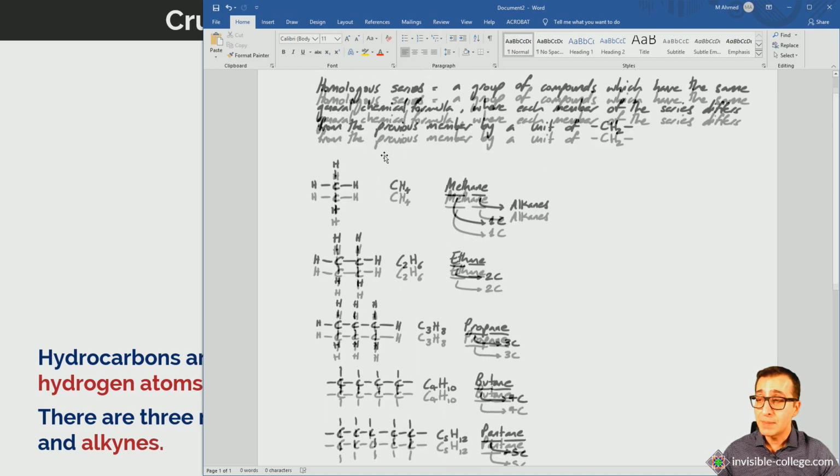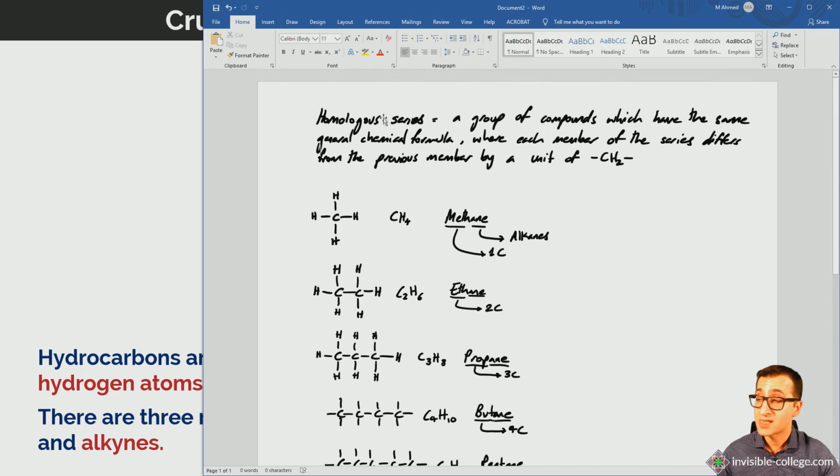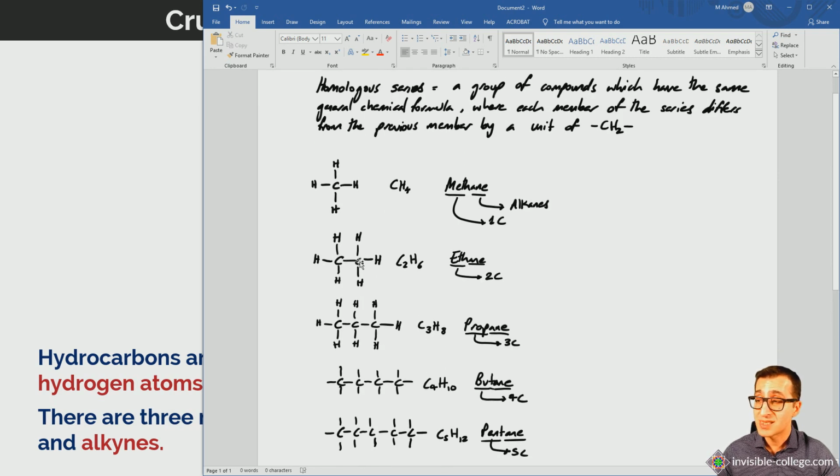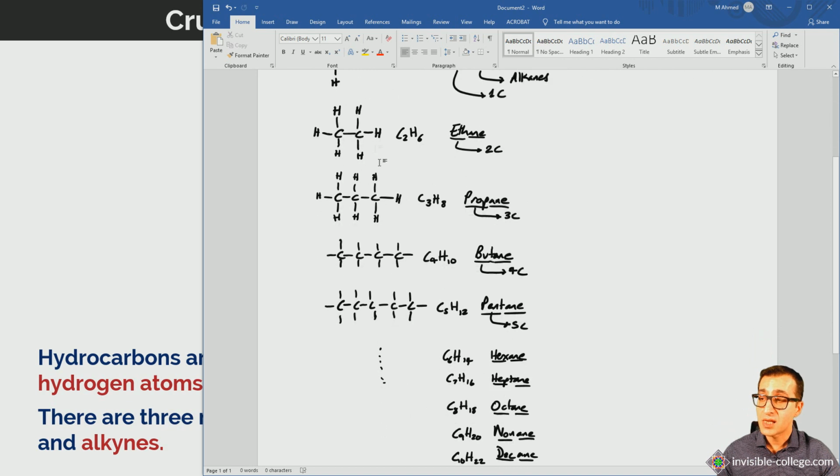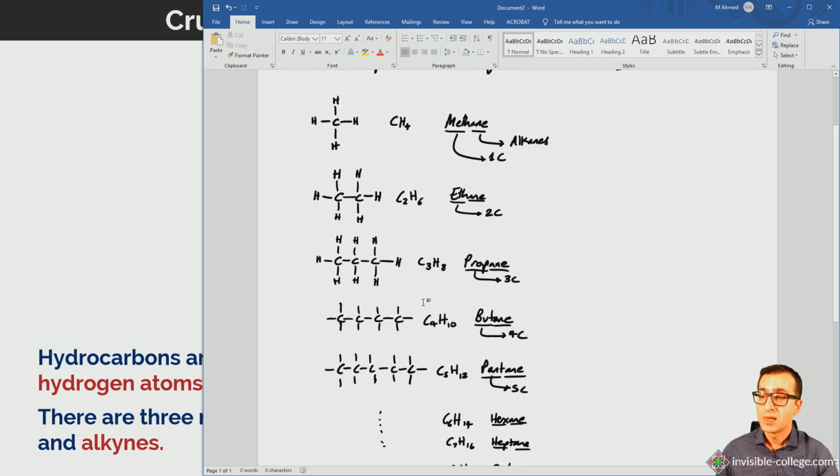So we see here, in keeping with the definition of a homologous series, each member of this homologous series differs from the previous member by a unit of 1 carbon and 2 hydrogen atoms. So to get from methane to ethane, we extended this carbon chain by 1 carbon, which is bonded to 2 hydrogens. To get from ethane to propane, we added another CH2 here. To get from propane to butane, we added another CH2, and so on. So what we see here is the homologous series of alkanes. Now, if we look at these, we could write a general formula.